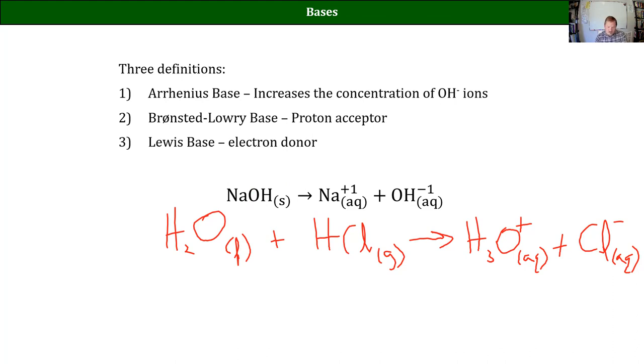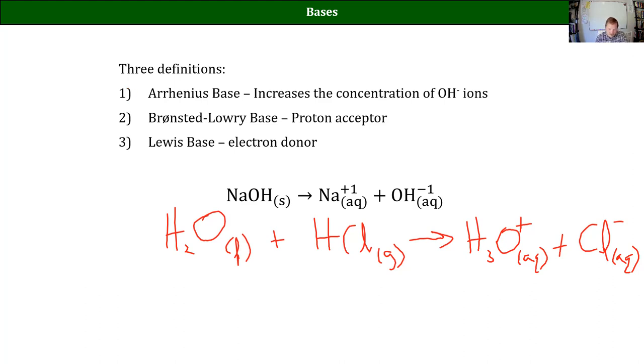In the original definition, the Arrhenius definition of a base was anything that increased the concentration of hydroxide ions, which doesn't seem all that relevant if we keep just talking about H pluses. We're not talking about hydroxides. Why is Arrhenius talking about hydroxides? But we'll see why it's related in just a few minutes.